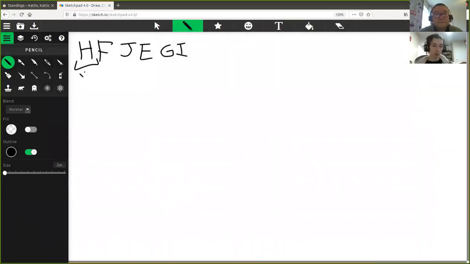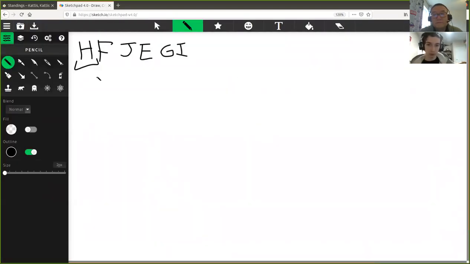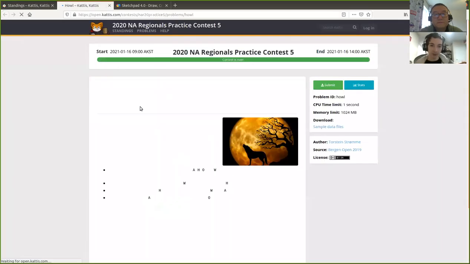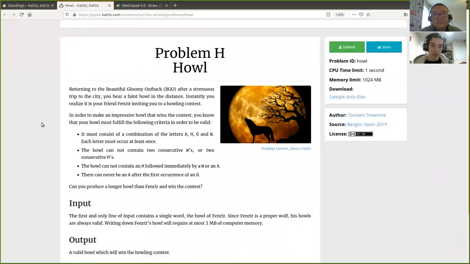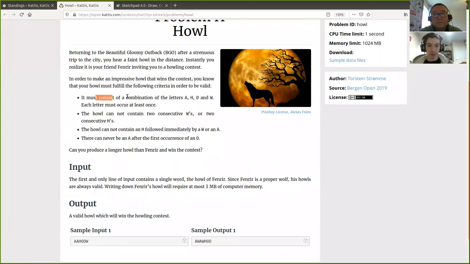So these are the problems I wanted to discuss from this contest. I'll do it in increasing order of difficulty. First there's H. The problem is pretty simple: you have to produce a longer howl than they give you, and there are certain rules about what's allowed in a howl.